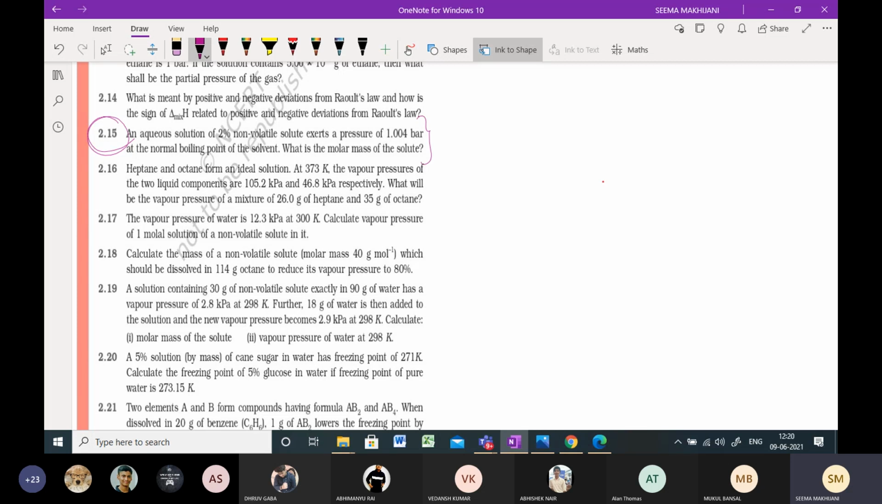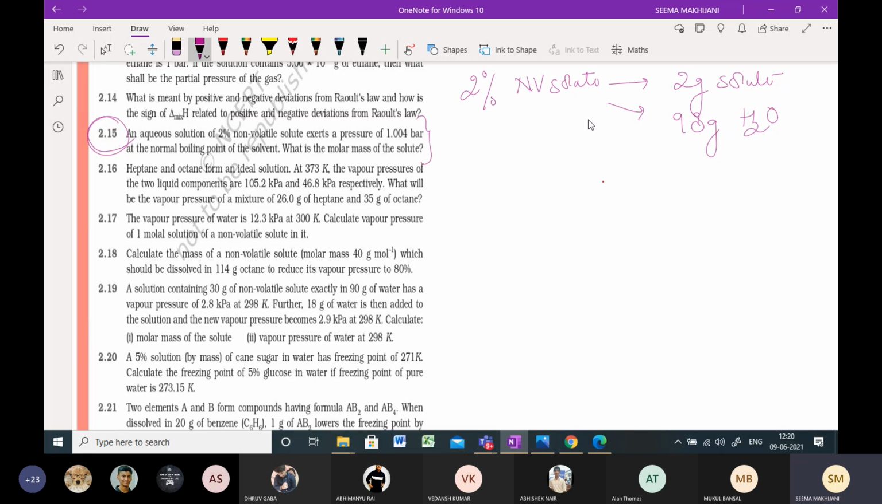The question says an aqueous solution of 2% non-volatile solute. What do you mean by this? This means 2 gram is your solute and 98 grams is your water. Please do not take water to be 100 grams. 2% always means 2 parts out of total of 100. So the rest is water since it's given an aqueous solution.